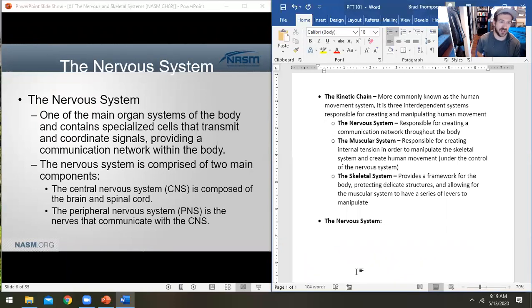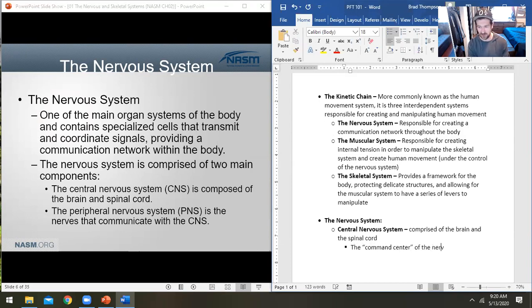Right, so your nervous system contains specialized cells that transmit and coordinate signals, again, providing a communication network in the body, right? So if we need to label it out in order for us to understand it, we're going to divide this into two primary sections. You're going to have your central nervous system, which is comprised of the brain and the spinal cord. This is sort of the command center of the nervous system. We'll put that in quotes, actually, command center of the nervous system.